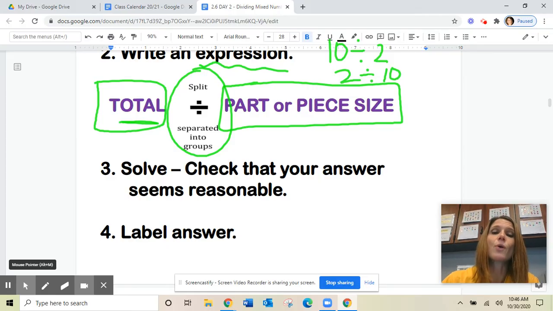So always read the question. It would say, how many servings? So your answer would be servings. It might say how many students? So your answer would be students. It would say how many cups of flour? And so then your answer would be cups of flour.